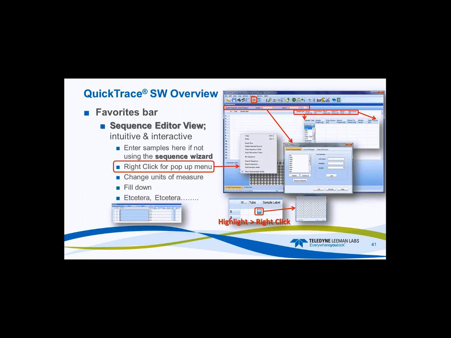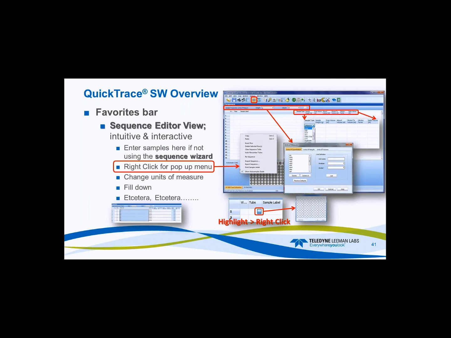The sequence editor. When you get into the sequence and the method editor, this is where a lot of the stuff happens, a lot of the neat stuff for the software. Here you can enter samples if you're not using a sequence wizard, and I'll talk about that later. There's an automated sequence wizard you can use as well. Here you can right-click, and then you have a pop-up menu. You can copy and paste, insert rows, auto-renumber, resequence, import samples, export sequence, print labels and so forth. It's a really nice feature, and you can show the auto sampler guide.